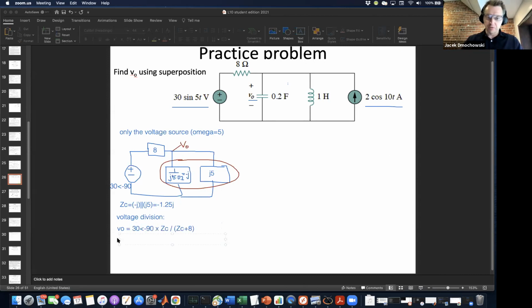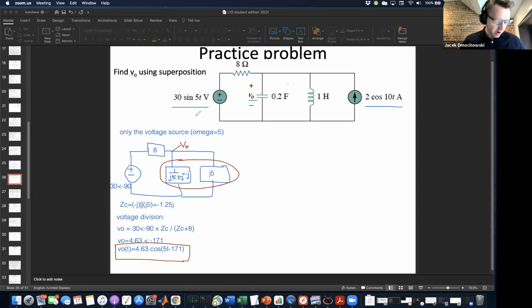Because we don't have time for me to actually carry out the complex arithmetic, I'm just going to give you the results of the computations. In a couple of instances, I will actually show you the math. But the answer becomes 4.63 angle negative 171. In other words, V naught of T becomes 4.63 cos 5T minus 171. So that becomes the first component of this superposition solution.